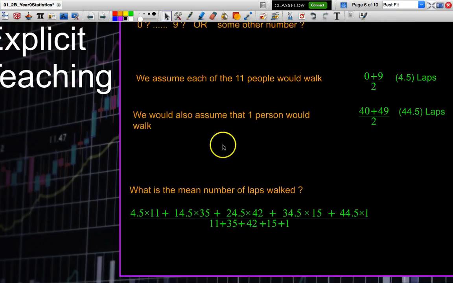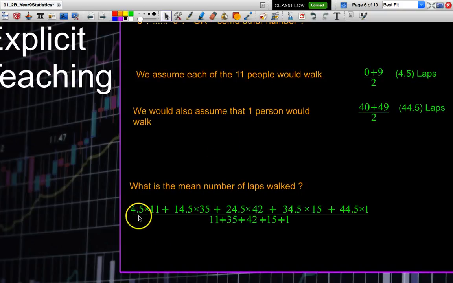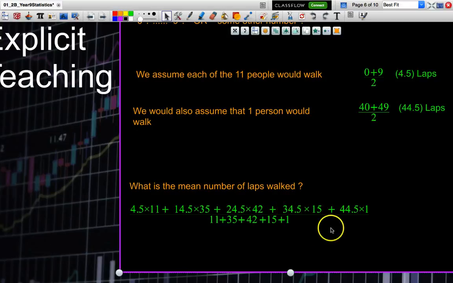So here we go. I would say 4.5 multiplied by 11. In other words, 11 people would have walked on average 4.5 laps. 35 people on average would have walked 14.5 laps. 42 would have walked 24.5 laps. 15 would on average have walked 34.5 laps. And one person on average would have walked 44.5 laps.